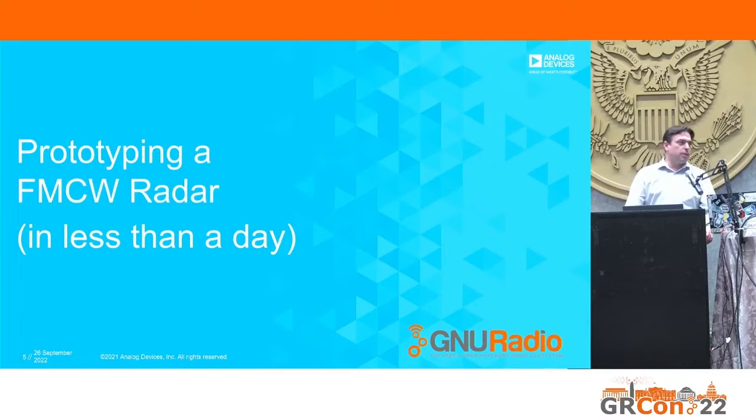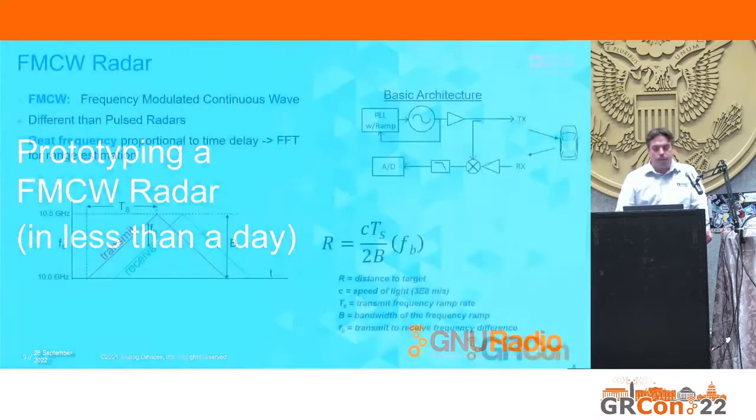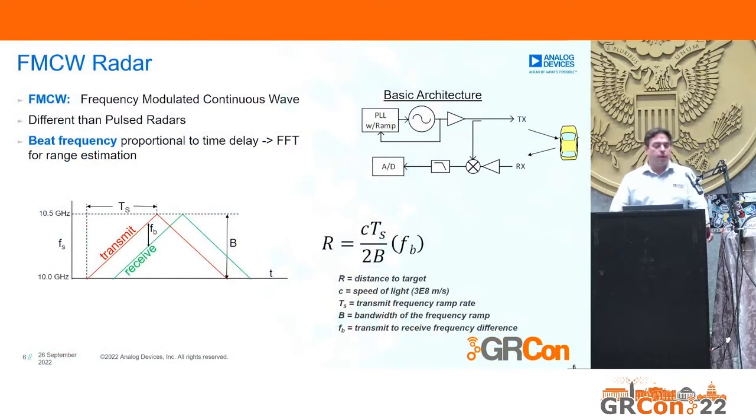So in the abstract, we said we would build an FMCW radar system. That's what we're doing now. FMCW stands for frequency modulated continuous wave. It's different from pulsed radar. In the figure below, you see a ramping waveform that ramps in frequency over time.